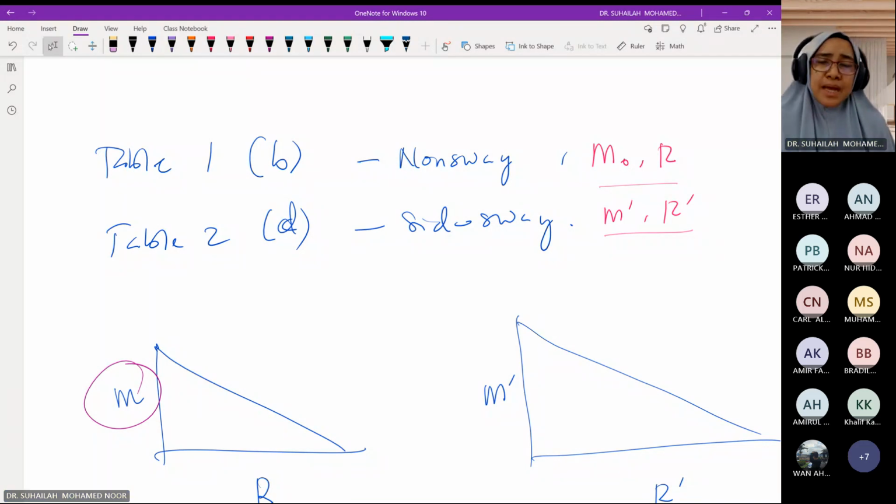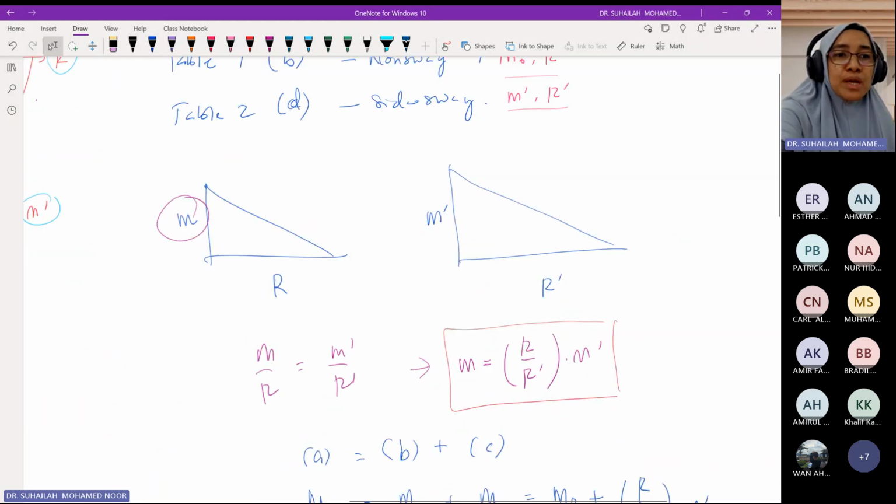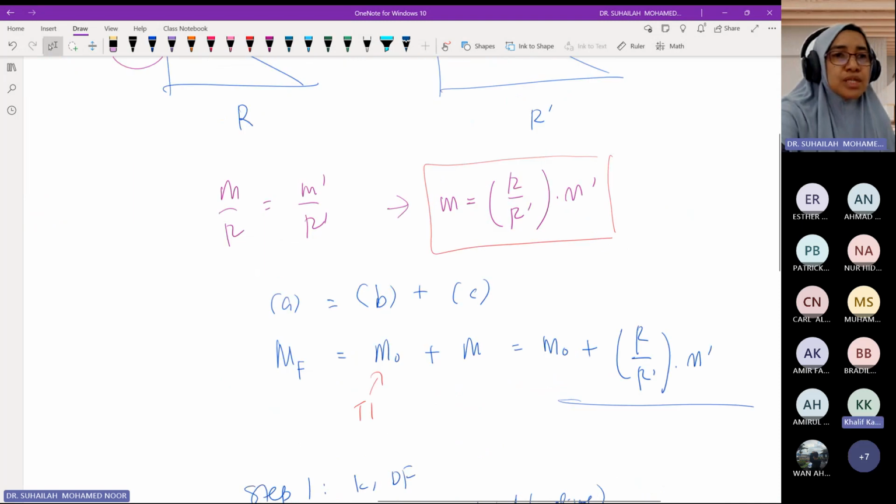Okay. And then table 2 is diagram D, not C. Diagram D, and then it is sidesway frame. So from table 2, we get M prime and R prime. Okay, it is just like two triangular, we do interpolation.